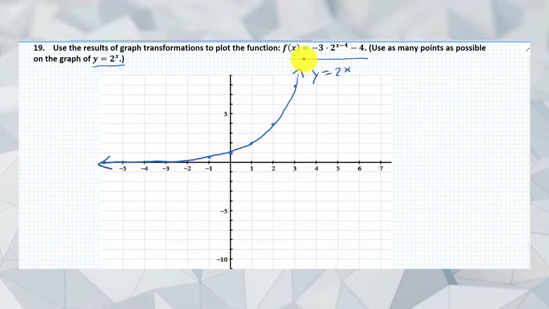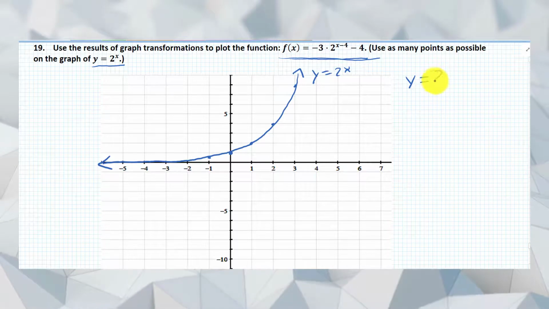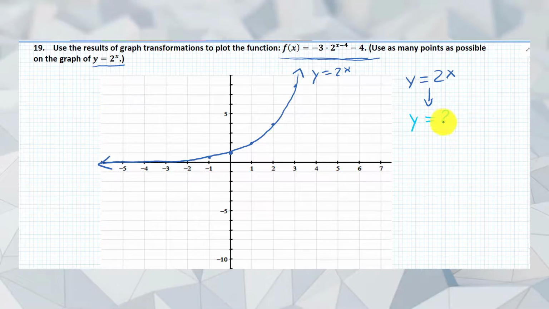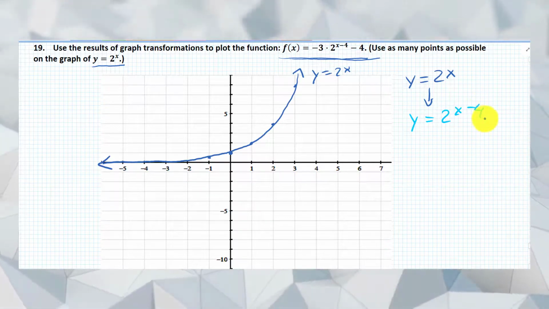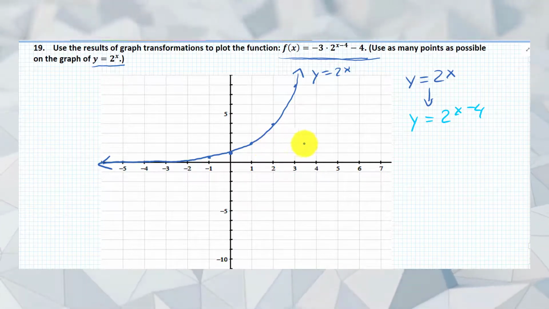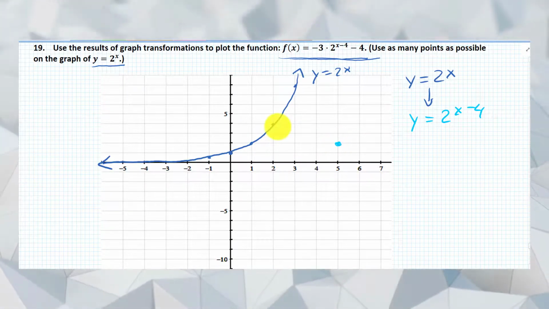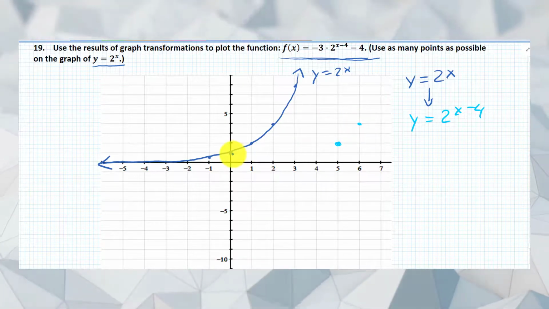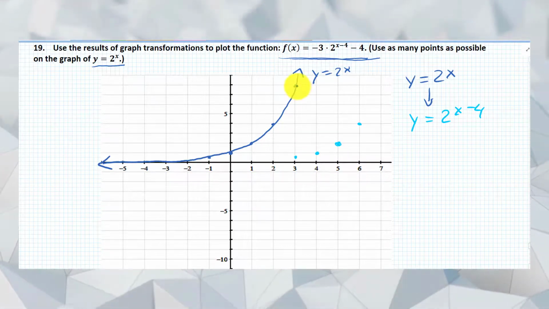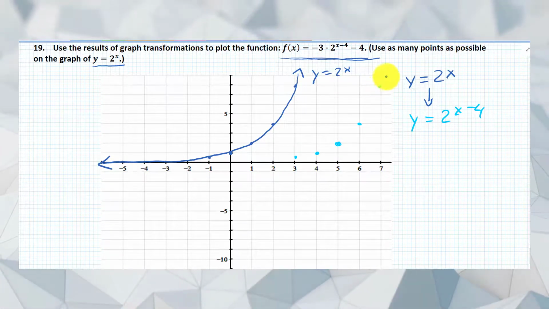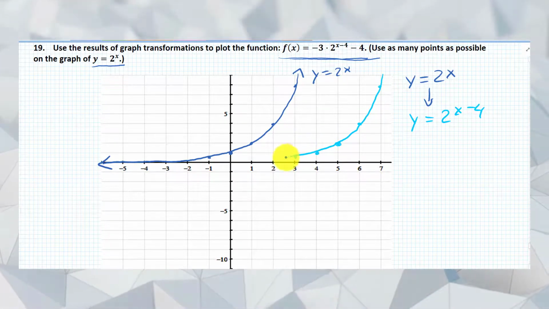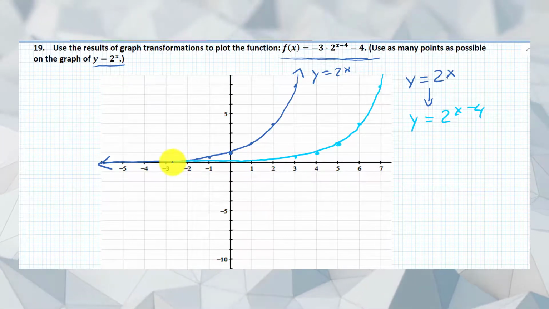Now, the first thing that you're going to do, from y equals 2 to the x, you're going to go to y equals 2 to the x minus 4. You know what it does. This is 4 units to the right. 1, 2, 3, 4. This point goes right here. This point goes right here. This point goes right here. This 1/2 goes right here. And finally, the 8, y equals 8, goes right here. Here we go. This is the graph of 2 to the x minus 4, and it's very close to the x-axis right here.